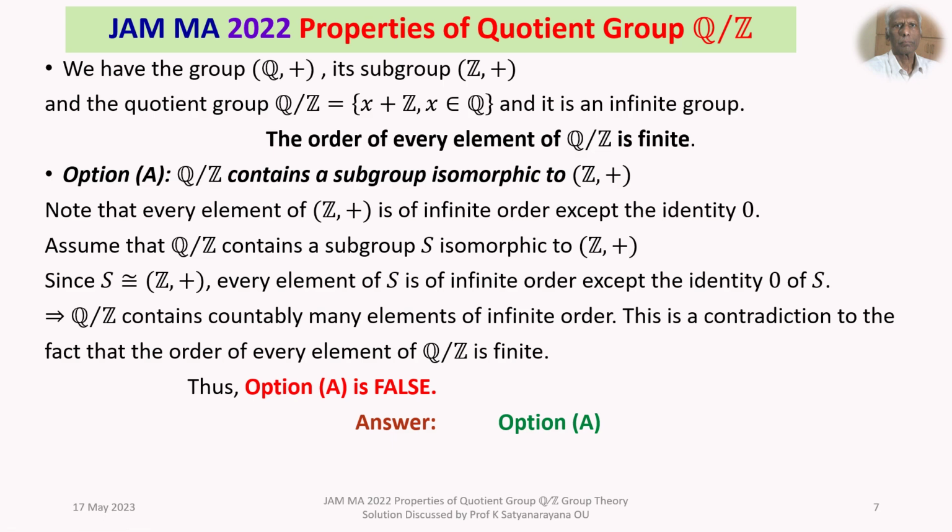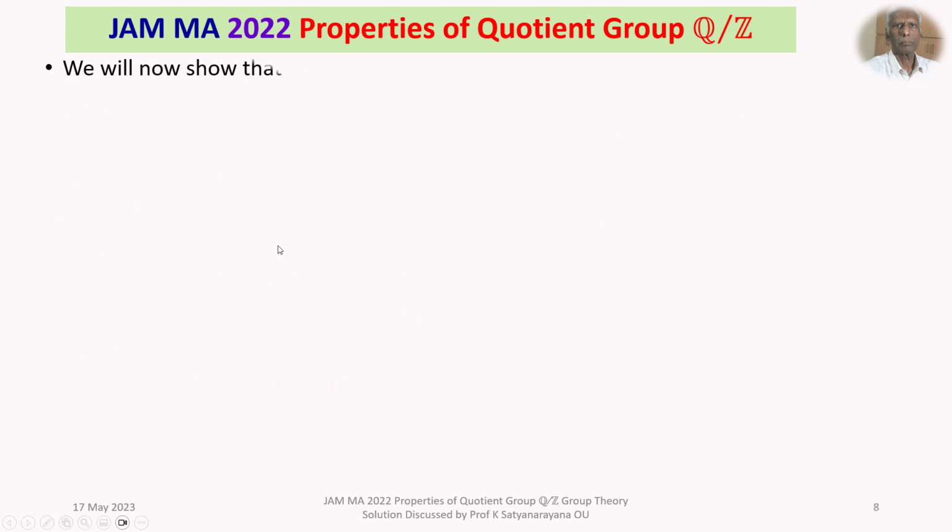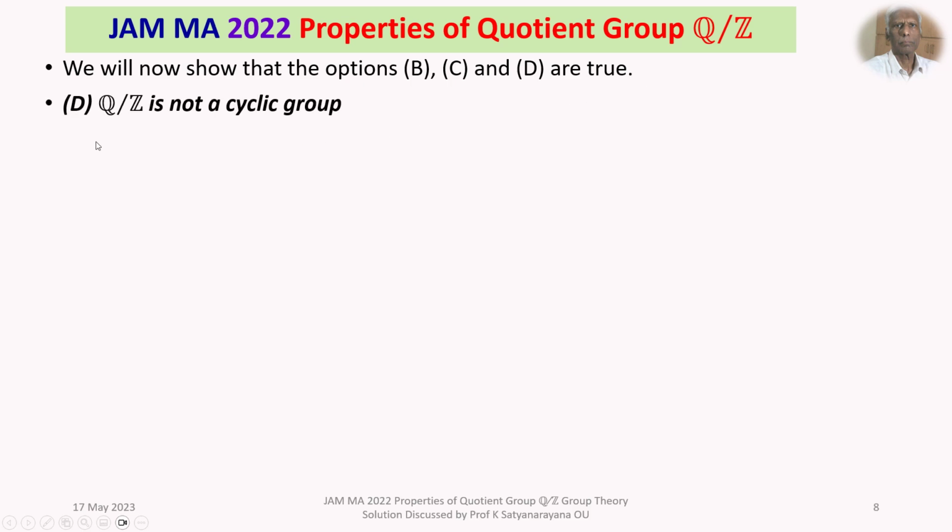But for our students, I will show you the remaining 3 options are true. So we will now show that options B, C and D are true. Let us first take option D. Q/Z is not a cyclic group. Is it true? Obviously we know this must be true, so we have to give a proof.